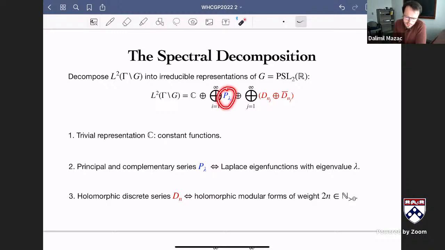Each of these P's is some infinite dimensional representation, but it contains precisely one one-dimensional subspace which is SO2 invariant. So it contains precisely one function on the surface, and this is the Laplace eigenfunction. Similarly, this D_n is a lowest weight representation, so it contains a one-dimensional subspace, which is the lowest weight subspace. And this one is precisely the holomorphic modular form. The lowest weight condition means it's annihilated by the anti-holomorphic derivative, which is why it gives rise to a holomorphic form.